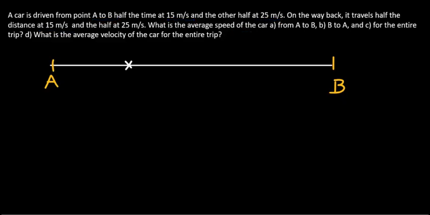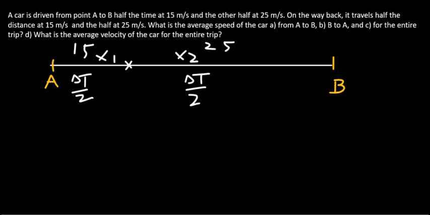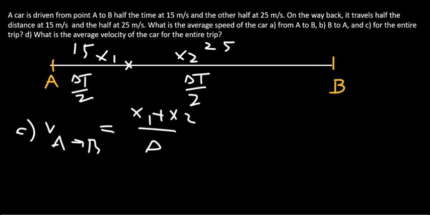Let's say this is half the time, so 15 meters per second, and the other half the time is 25 meters per second. So the total time is, let's say, delta t. So the time interval for the first segment is delta t over 2, and delta t over 2 for the second. Let's say this distance is x1, that distance is x2. So the average speed from A to B is the total distance, which is x1 plus x2, over delta t.